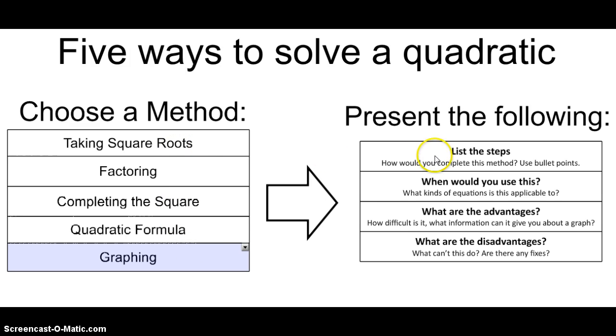For your method, you're going to list the steps. How do you do that method? When would you use that method? What are the advantages of having that method? And what are the disadvantages of having that method? I'll take you through an example of these in just a second.